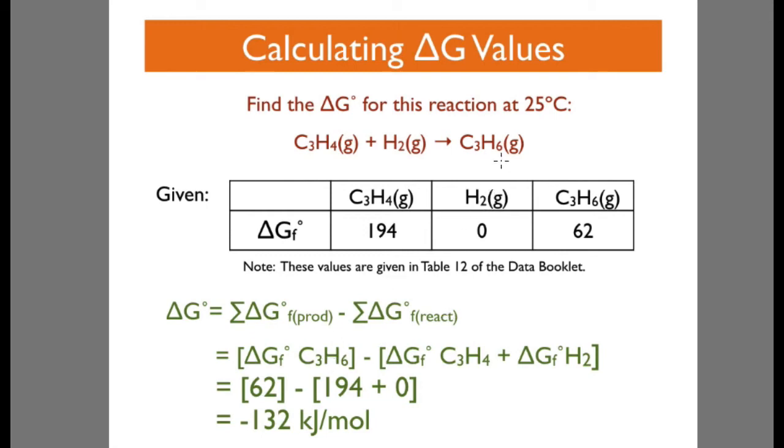You've got products minus reactants. The product is C3H6, and you've got the reactants. We've got C3H4 and hydrogen, and so you just literally plug them in, do the math, and you find that it is a negative, so it is going to be spontaneous.